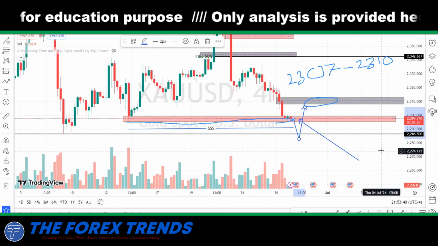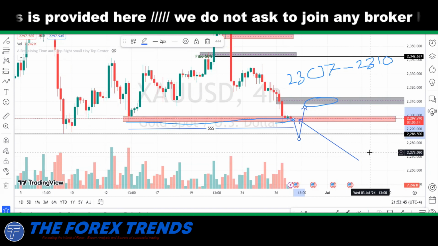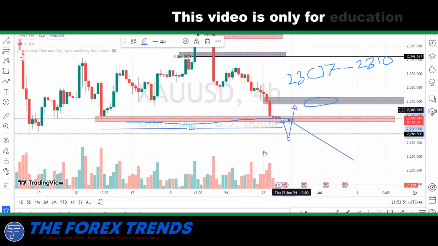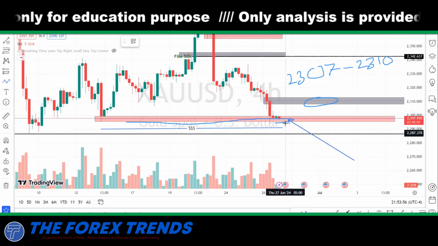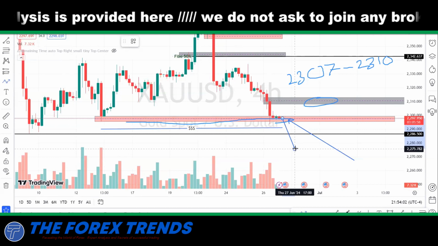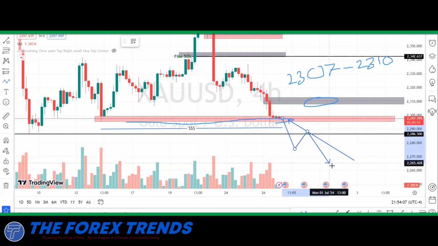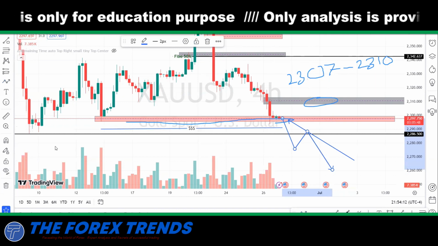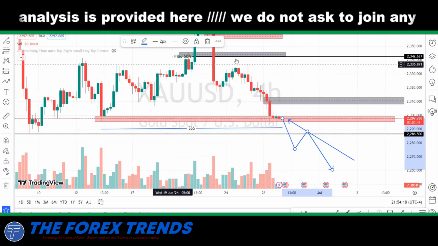If GDP data comes greater than the previous and the forecast, or the same as forecast, we may see selling. So if we want to sell at this zone, we need momentum candles to break this support like this, and we need to shift to the 5 minute or 1 minute frame to retest this zone. We may sell from here after the retest. Okay. So these are all our plans for today and tomorrow.